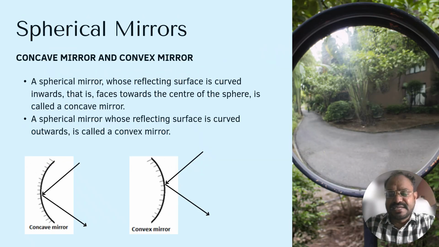Next, let's move to spherical mirrors. These mirrors are not flat. They are curved surfaces taken from a sphere. There are two types of mirrors: one is the concave mirror, and the other is the convex mirror. A concave mirror curves inward like a spoon, and a convex mirror bulges outward like the back of the spoon. Each of these mirrors behaves differently and forms different kinds of images.